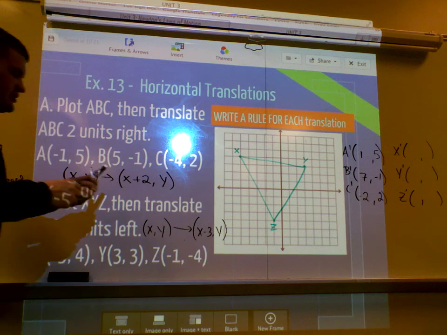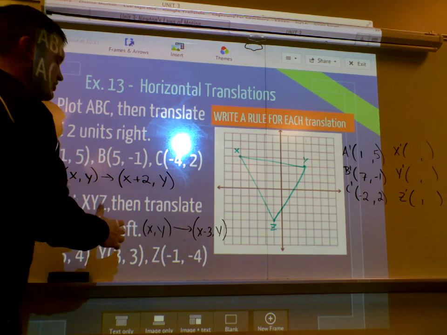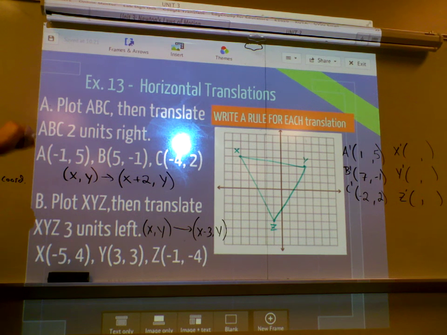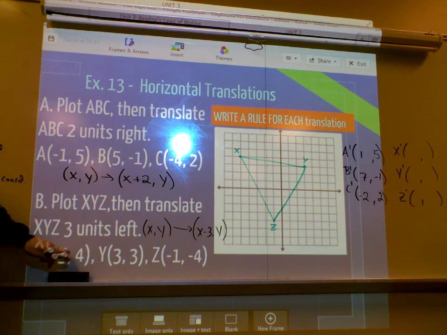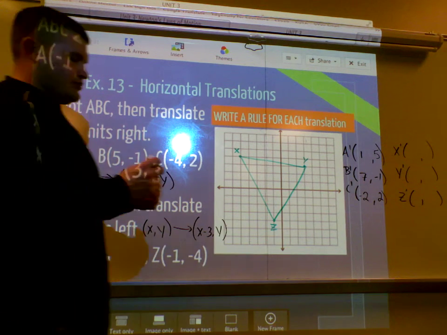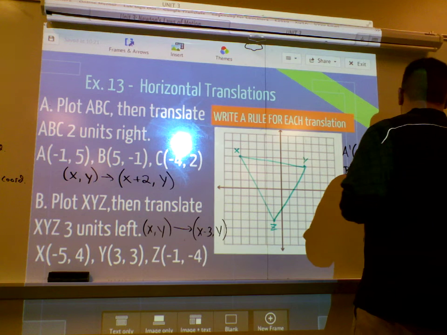All right, so I'm going to start with x. Now I'm going to do the other method first, then we'll see if we did it correctly by counting. I have negative 5 comma 4, right? So you do negative 5 minus 3, comma y. What's negative 5 minus 3? Negative 8, and our y doesn't change, so it's negative 8, 4. So X prime is negative 8, 4.